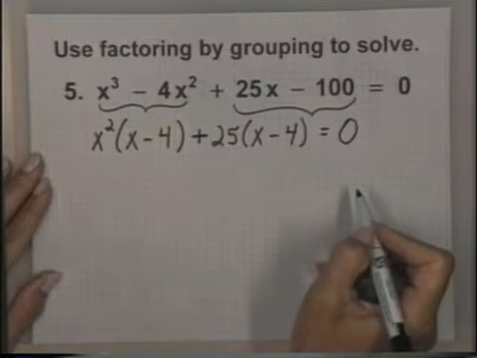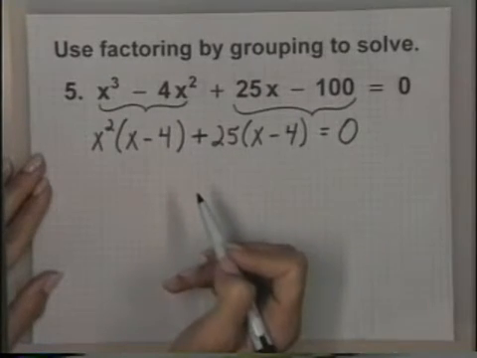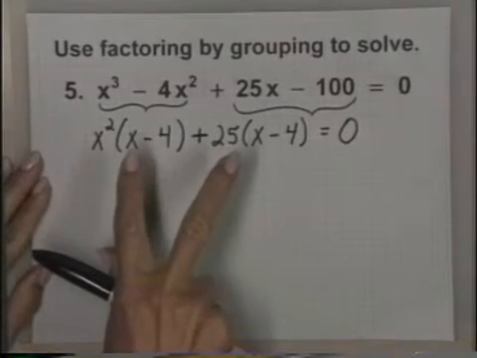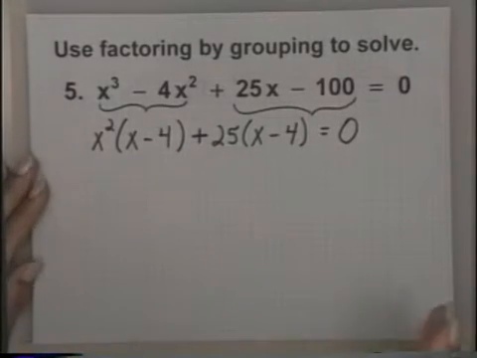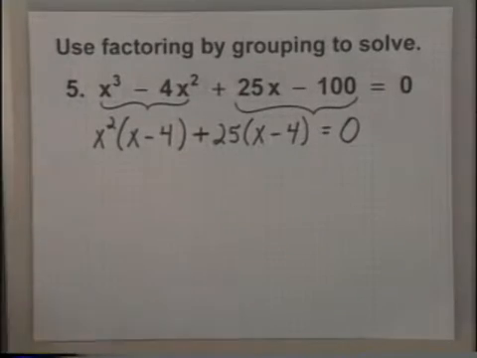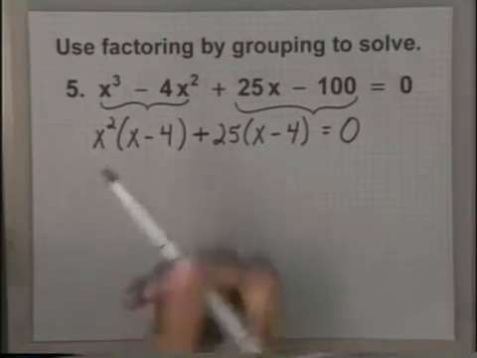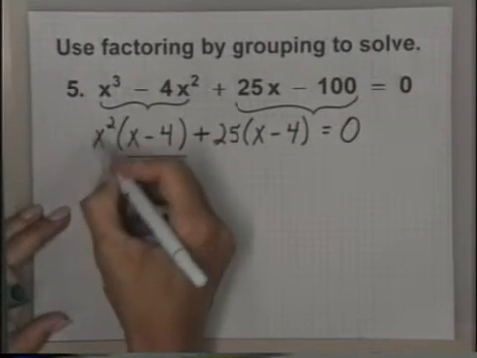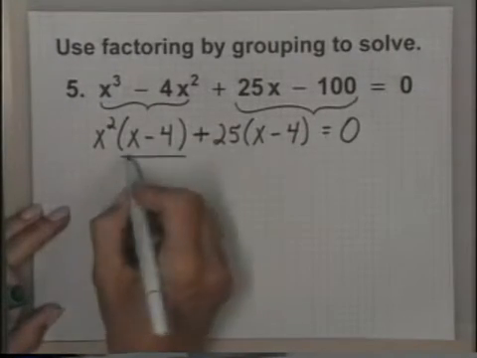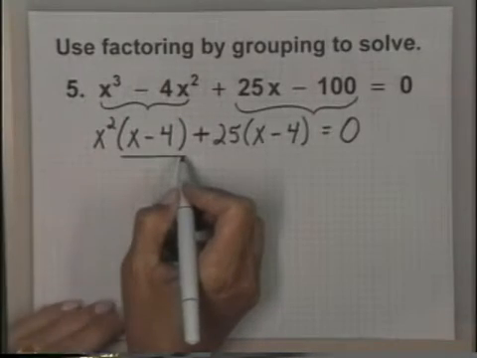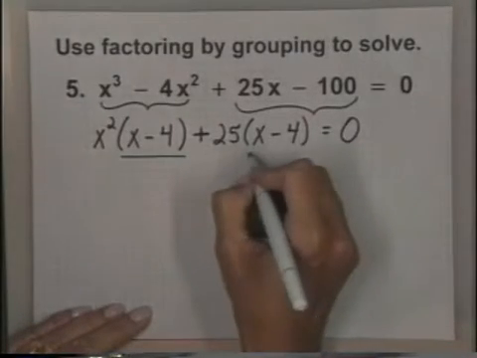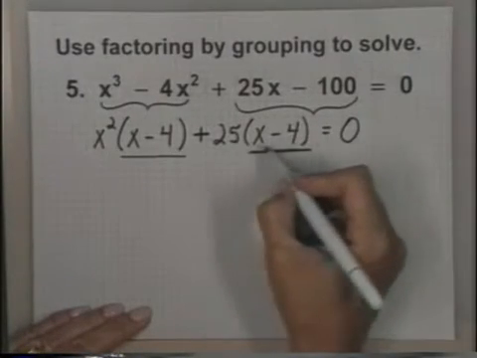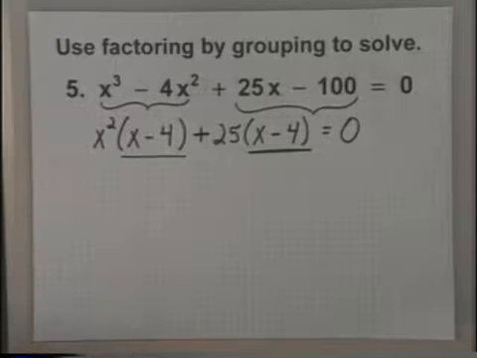We need to look at our terms. We have two terms here. Once again, we look for a common factor. This time we're hoping for a common binomial factor. And notice, we have this common factor, x minus 4. This term means x squared times x minus 4. So we have a common binomial factor of x minus 4 for both of these terms. In the second term, this means 25 times x minus 4.